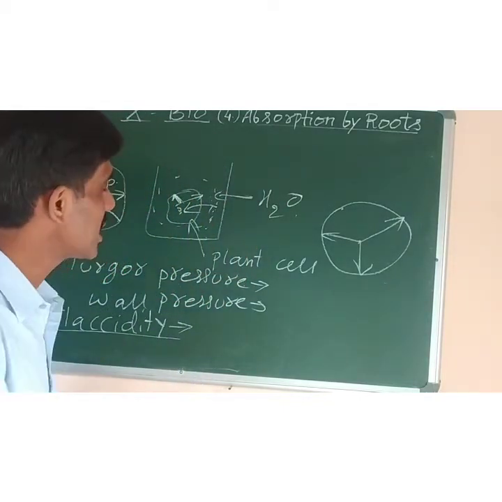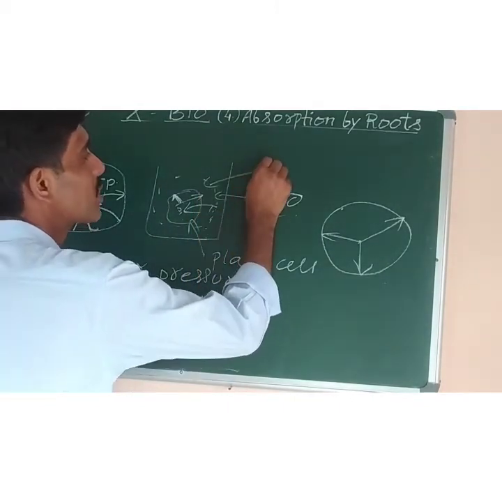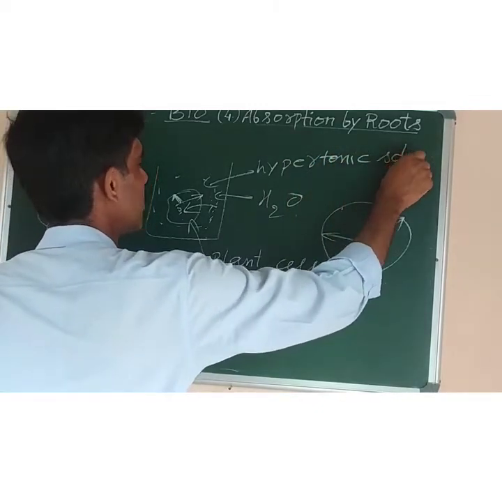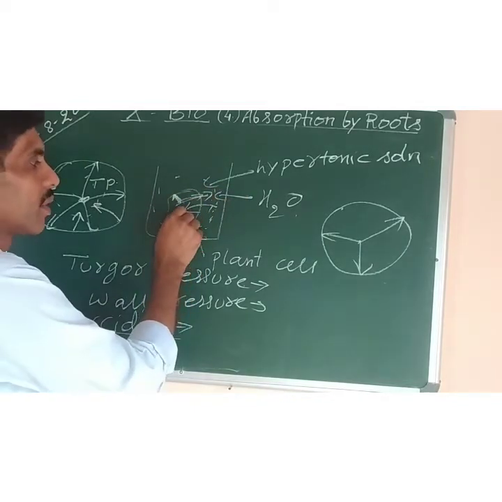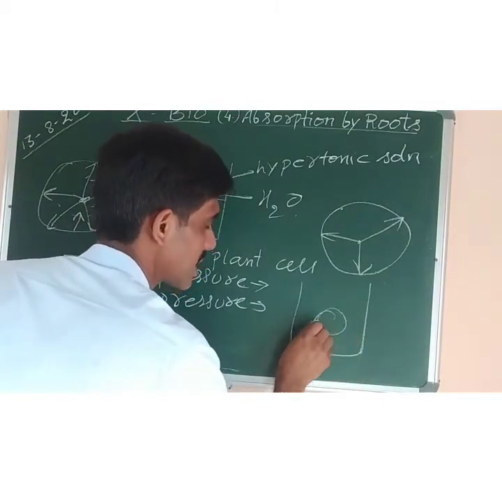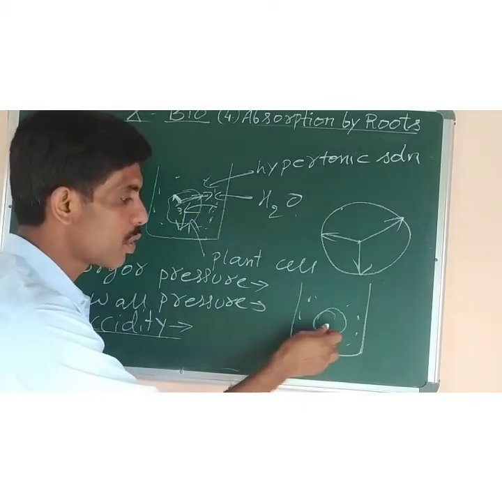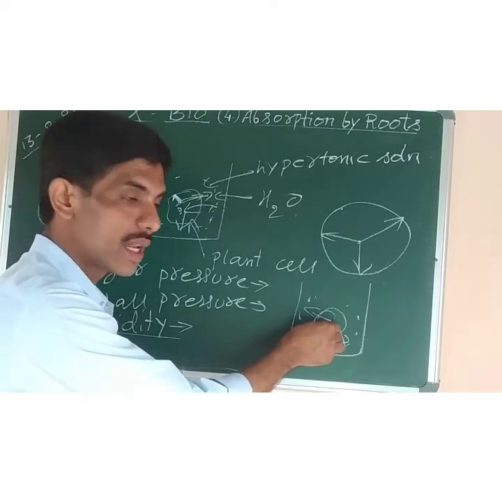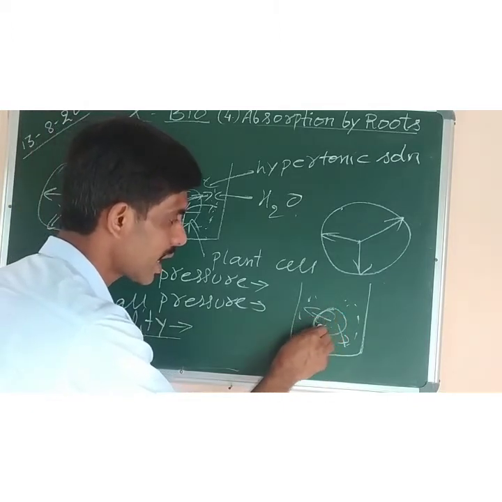If a plant cell is kept in a hypertonic solution, then what will happen? Water molecules will move outward. I will draw it here. This is a hypertonic solution, and a plant cell is kept here. The cell will lose water. The water molecules will come outside. Why? Because there is more water inside the cell and less in the surrounding. Because it is a hypertonic solution, water molecules will move outside and the cell will now shrink.